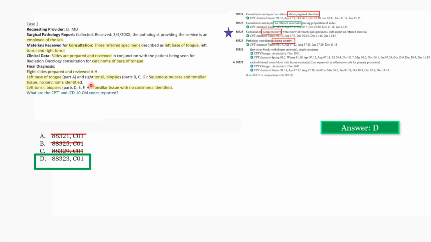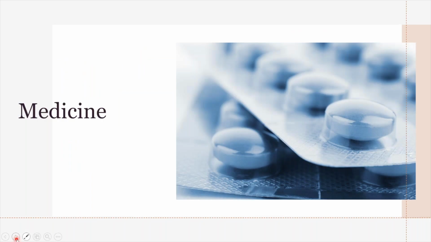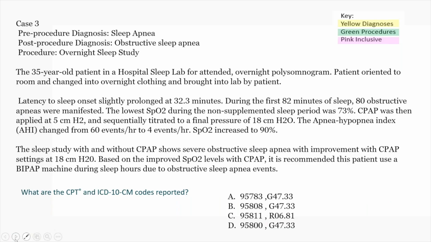Coders, if you have any doubts on this scenario, please put them in the chat as I said. Meanwhile, let's move on to the next one, the medicine section. Who are we having for the medicine section? Miss Eva, is that you again? Yes, Mr. Sandeep, I'll do it. Okay, thank you.